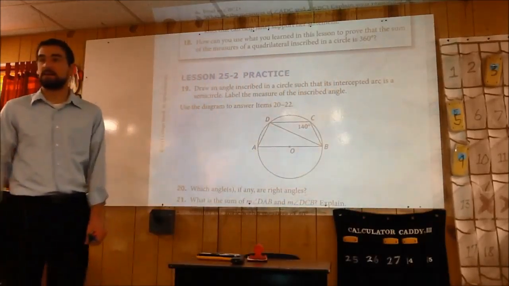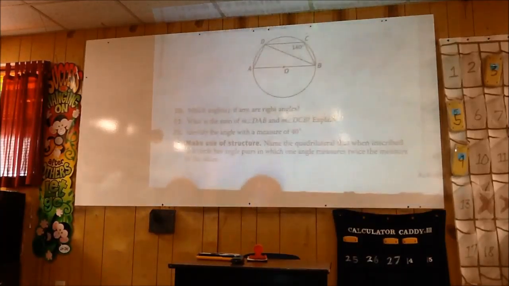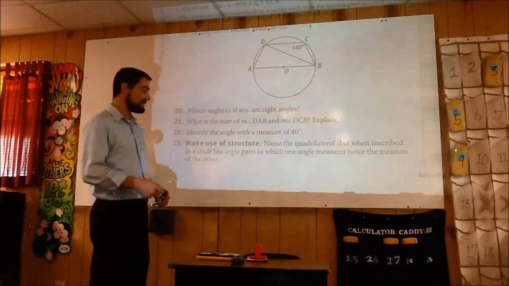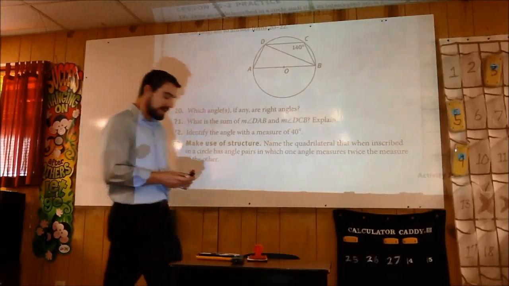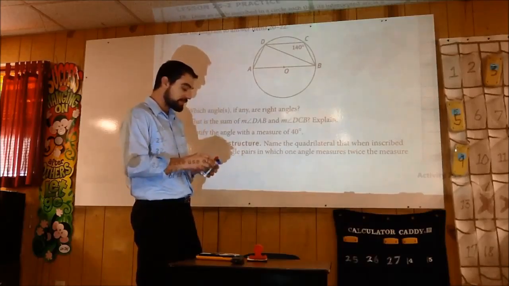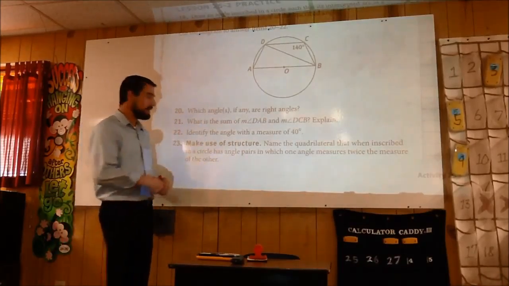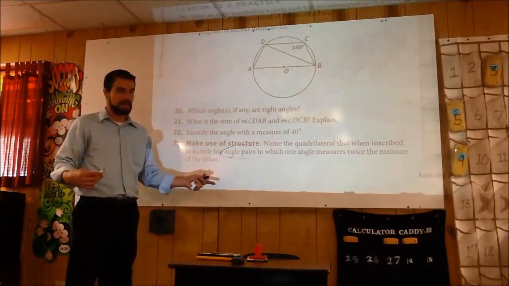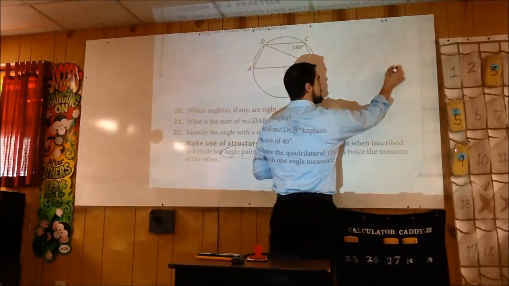One more, if there are, yes? Number 23 says, name the quadrilateral that when inscribed in a circle has an angle pair in which one angle measures twice the measure of the other. Now it's very vague about which angles it's talking about. It just says angle pairs. So is that opposite angles? Is that consecutive angles? It's very vague. But let's take a look at this.